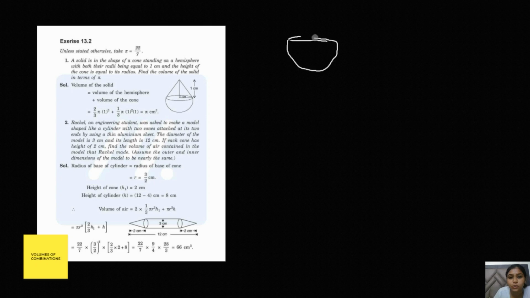This is a normal hemisphere, like you can just draw like this, and there is a cone standing on this hemisphere. Both radii are 1 centimeter, and the height of the cone is equal to the radius, so the height of the cone is 1 centimeter. The radius and the height of the hemisphere are also the same, so the total height of the vessel is taken as 2.